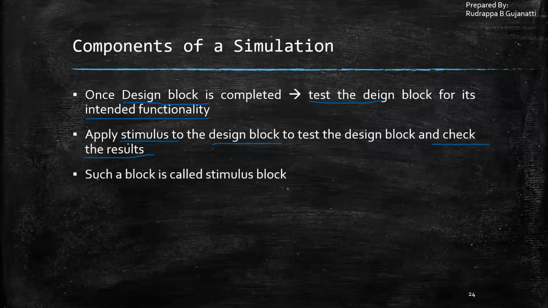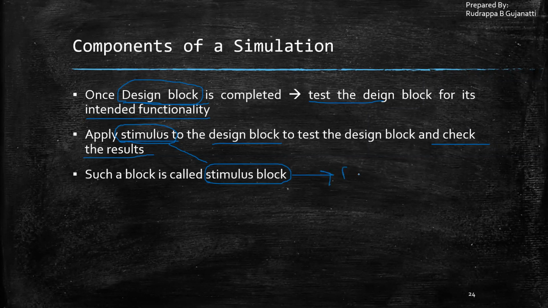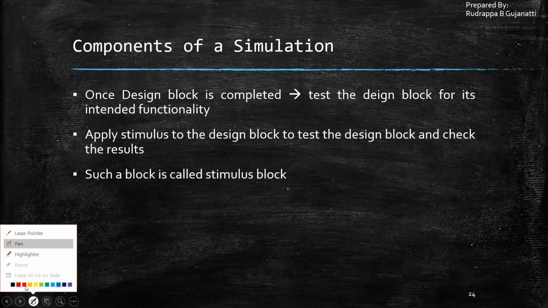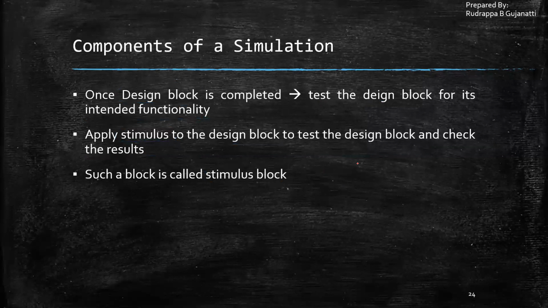So we have to again define some block for this purpose, that is, to stimulate. That block is called the stimulus block. So now we can see that we have two things: one is the design block and the other is the stimulus block. The stimulus block is giving the test inputs to the design block, and this design block will be providing you the results. So that is what is happening in this case.